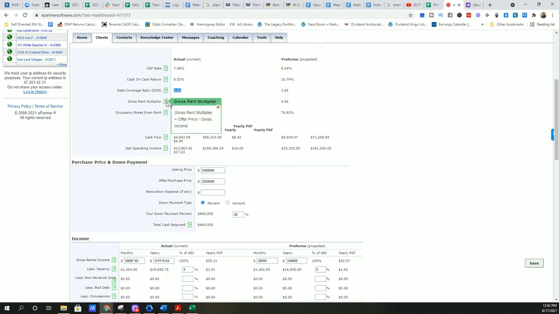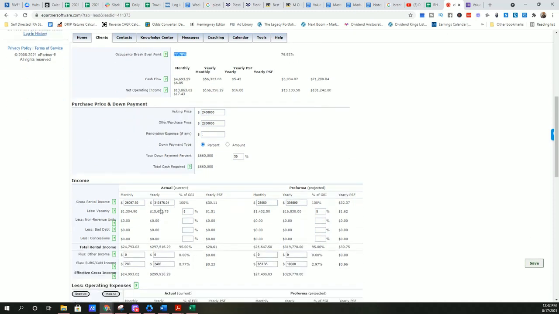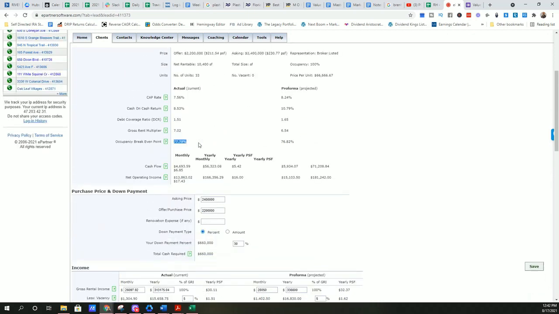Gross rent multiplier, think of this as a relative valuation. I look for anything below about 5-6 years. So this is kind of right on that threshold. And occupancy break even here is the amount, based on the current numbers that you put in, that the property has to be occupied at to just make break even money. And this is 77%. They are above that. They only have 5% vacancy. So the numbers look pretty good, especially on the pro forma.